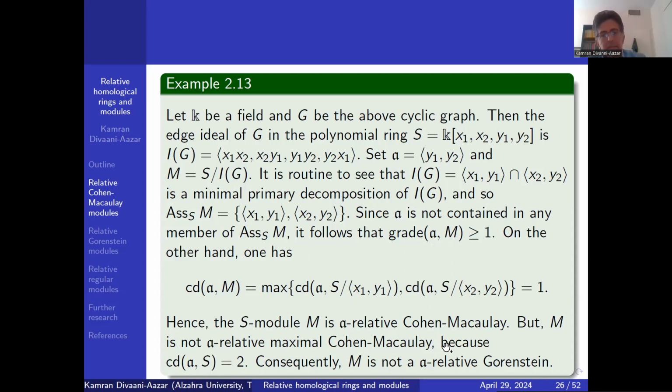But in the previous slide, we saw that any relative Gorenstein module M with M different from AM has to be maximal relative Cohen-Macaulay. So since M is not a relative maximal Cohen-Macaulay, we conclude that M also is not a relative Gorenstein. So here we present an example of a relative Cohen-Macaulay module which is not a relative Gorenstein.